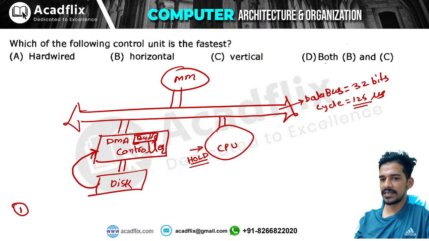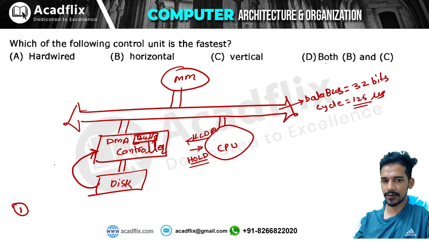So the CPU will send the HLDA signal, that is hold acknowledgement, to the DMA controller, saying that okay, you can use the data bus. Then the DMA controller can transfer the data in cycles. That means it can transfer 4 bytes, then 4 bytes, then 4 bytes, like this. So first you need to find out how much time it will take to transfer the data from disk to the DMA controller.